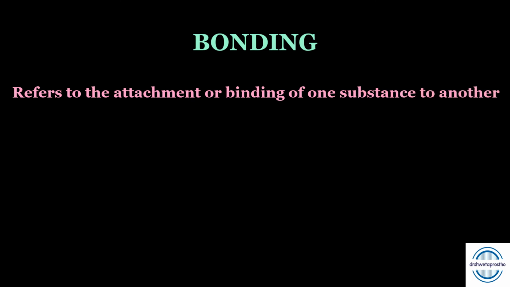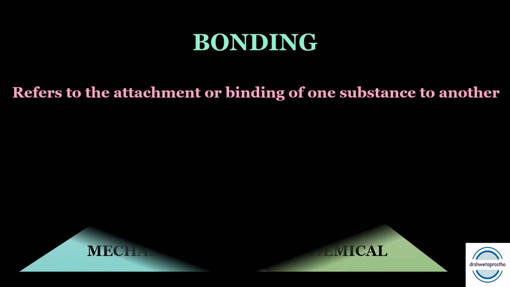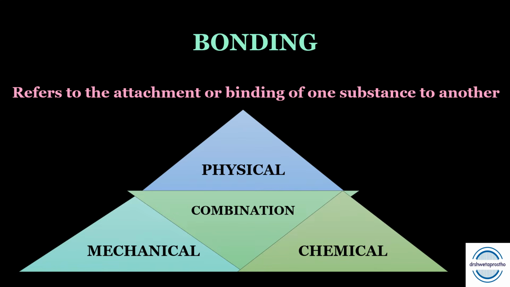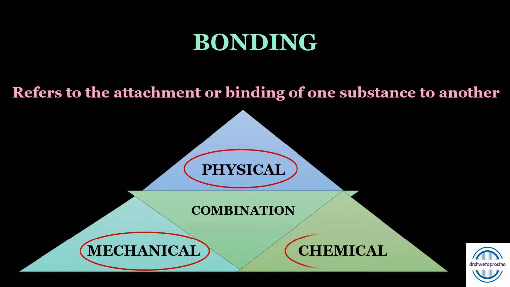Now, first of all, what is bonding or what is adhesion? It refers to the attachment or the binding of one substance to another. This can occur by different mechanisms. First is the physical, which is based on the dipole-dipole interactions. This is comparatively weaker. Second is the mechanical, based on the surface irregularities. It can be micromechanical or macromechanical depending on the size of the irregularities. Third is the chemical, which is based on the covalent or the ionic bonds formed between the two substances. Now the adhesion can also be a combination of two or more.